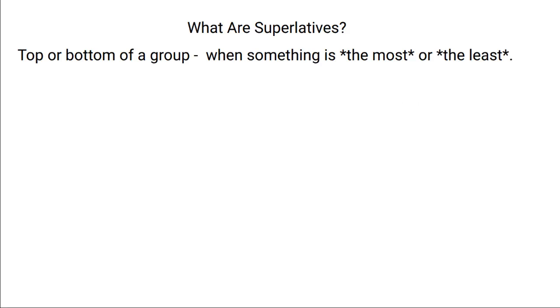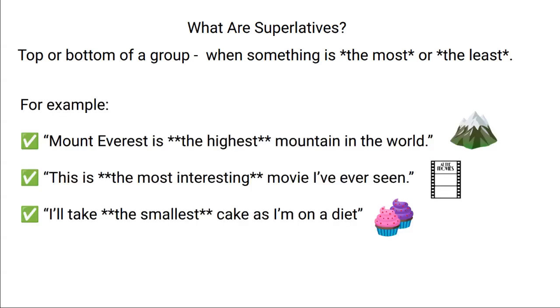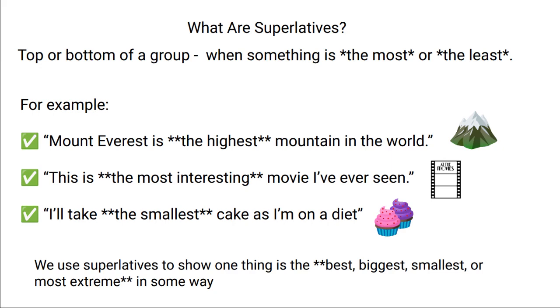So, what are superlatives? Well, they're the top or the bottom of a group when something is the most or the least. For example, Mount Everest is the highest mountain in the world. This is the most interesting movie I've ever seen. And I'll take the smallest cake as I'm on a diet. So we use superlatives to show one thing is the best, the biggest, the smallest, or the most extreme in some way.